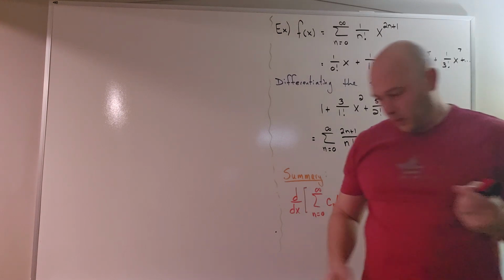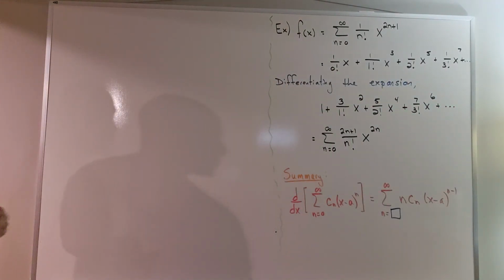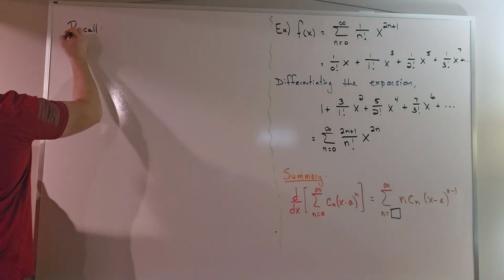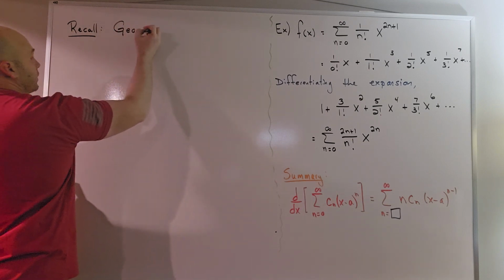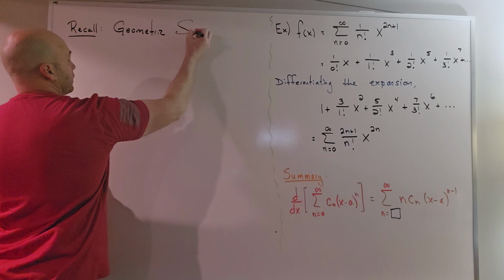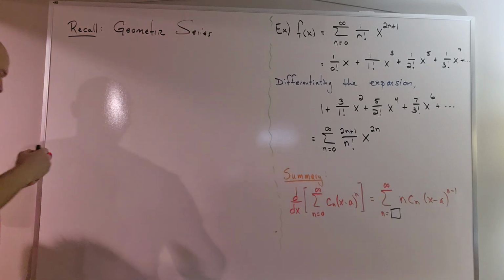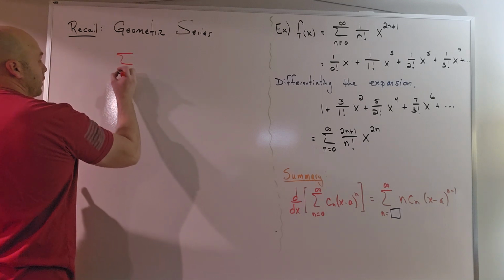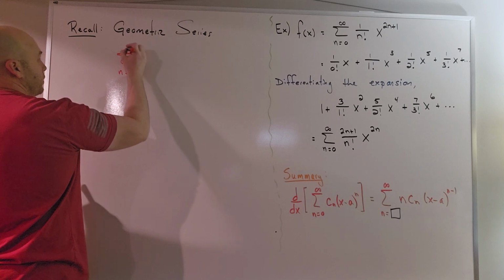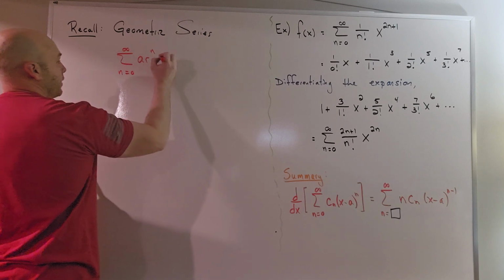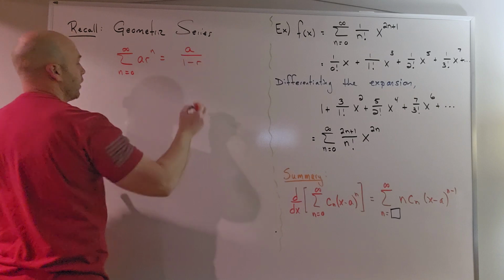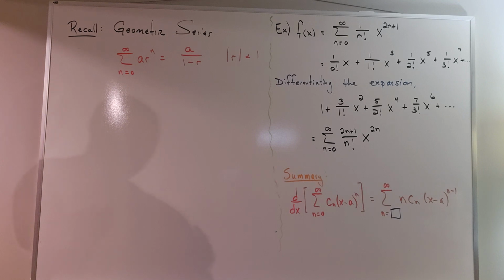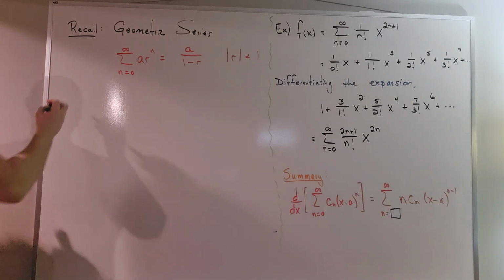Let's take a look at an example of differentiating a geometric series. So first and foremost, recall a geometric series has the following form. It's the sum from n equals 0 to infinity of a r to the n, which is a over 1 minus r, provided that the magnitude of r is less than 1. Okay, so let's take a look at differentiating a function defined as a geometric series.